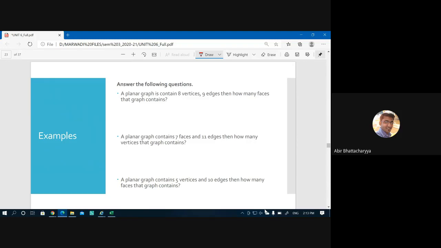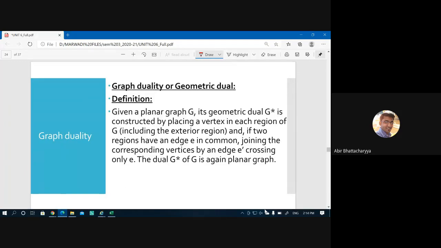A planar graph contains 8 vertices and 9 edges. How many faces are there? Simple use of Euler's formula. You can directly check with Euler's formula.